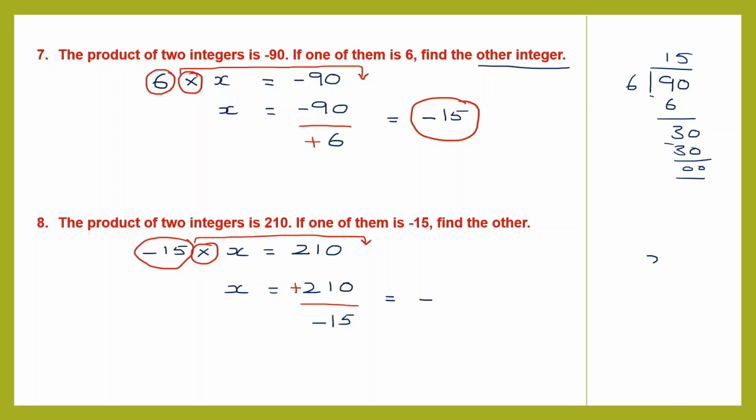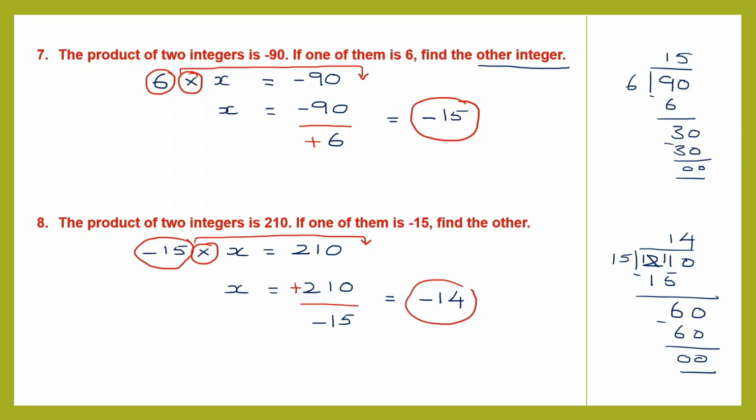So now let's divide the numbers. 210 divided by 15. 15 ones are 15, minus, this is 1, 11 minus 5 is 6. I bring down 0, I have 60. 15 fours are 60, minus, so I've got 14. So we have found out the other number to be minus 14.